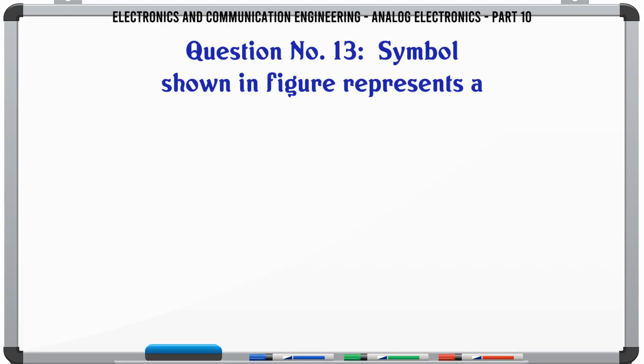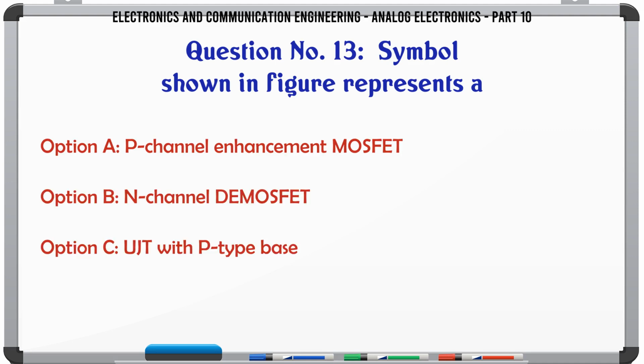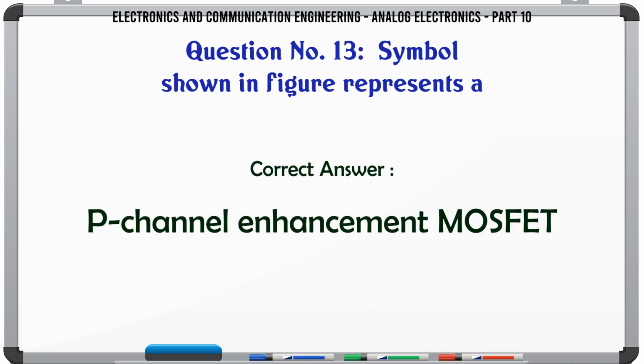The symbol shown in the figure represents: A. P-channel enhancement MOSFET, B. N-channel depletion MOSFET, C. UJT with P-type base, D. UJT with N-type base. The correct answer is P-channel enhancement MOSFET.